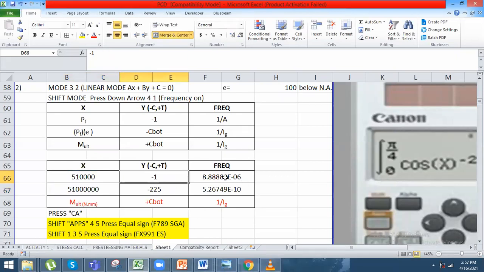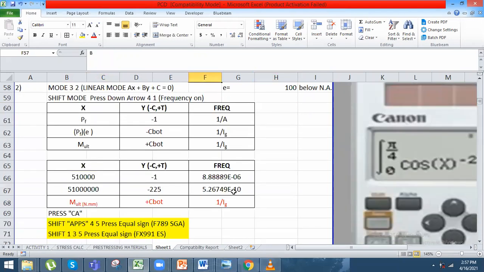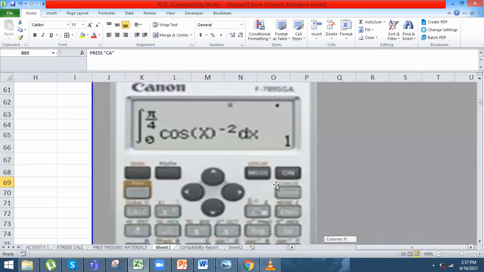Then dun sa frequency, that is the 1 over the area. For the PEC naman, negative C-bot, that is negative 225. Then ito is 1 over the moment of inertia which is stored at B. Okay? So, pagkatapos nyo doon guys, pindot nyo lang yung CA which is yung ito.